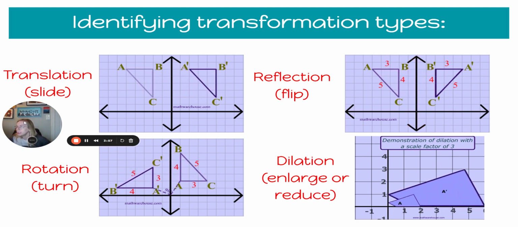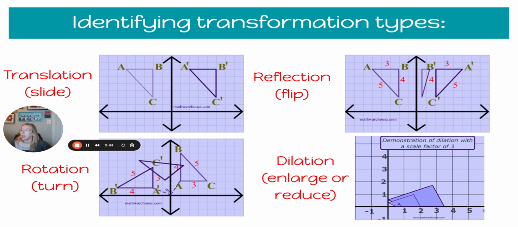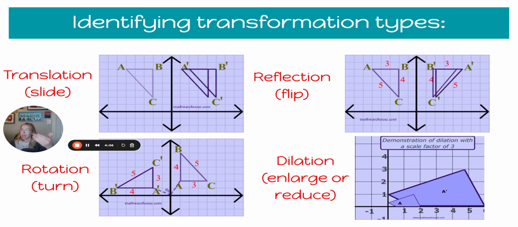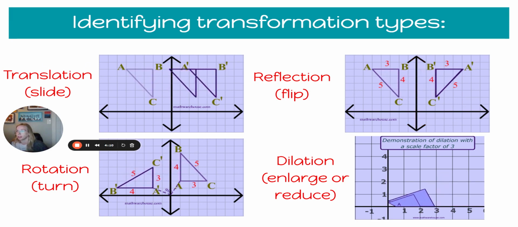The only other one you might see on a grid is a glide reflection, which is a translation followed by a reflection. So if it looks like the shape has been slid and then flipped over a line of reflection, that would be a glide reflection, the combo of translation and reflection.